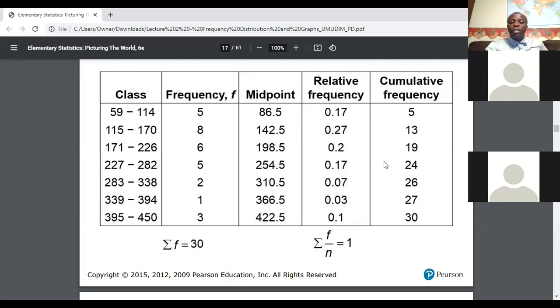Then for the cumulative frequency, the first frequency is the same, 5 and 5. For the next one, you take this 5 and add it to 8.